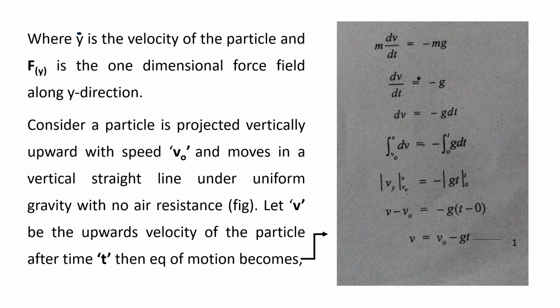That is equation 1. It is similar to the equation vf is equal to vi plus at, which is the first equation of motion. Here vf is replaced by v, the initial velocity vi is replaced by v0, and the acceleration is replaced by minus g, as the object is moving vertically upward, opposite to the gravitational force.